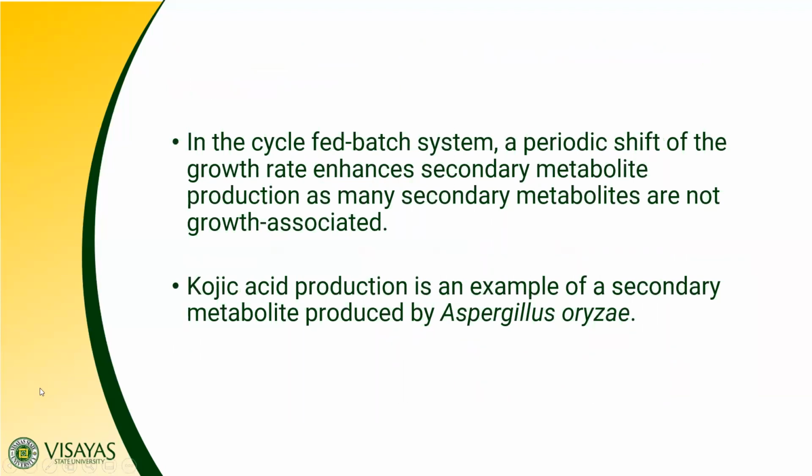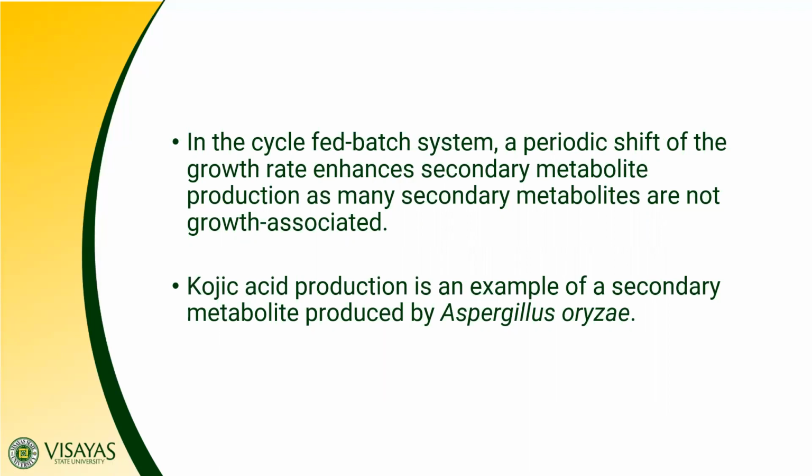There are many types of fed batch process. Later, we will discuss them. In the cycle fed batch system, a periodic shift of the growth rate enhances secondary metabolite production, as many secondary metabolites are not growth associated. Right? The secondary metabolites are produced in the later stage of the fermentation. So the secondary metabolites are not that useful for the growth of the microorganisms.